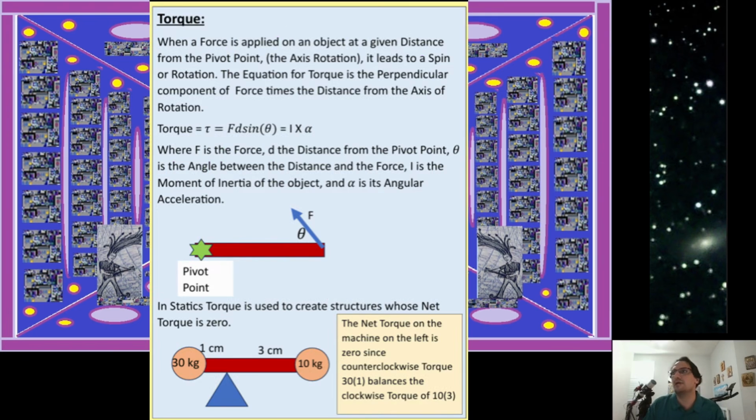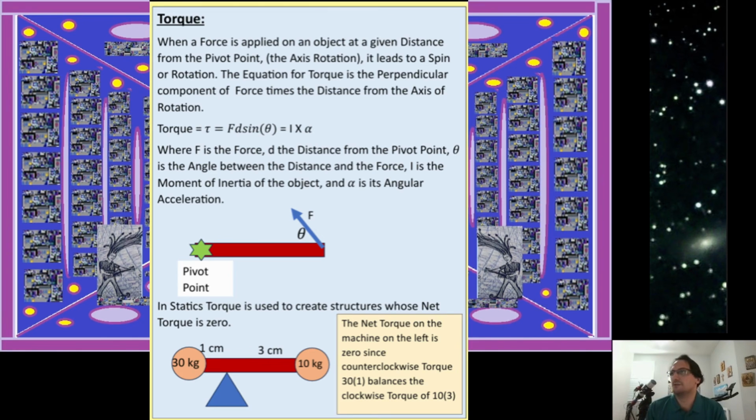When a force is applied on an object at a given distance from the pivot point, the axis of rotation, it leads to a spin or rotation. Of course, if you have a pivot point and you apply a force perpendicular at the edge of the object, the object will rotate.